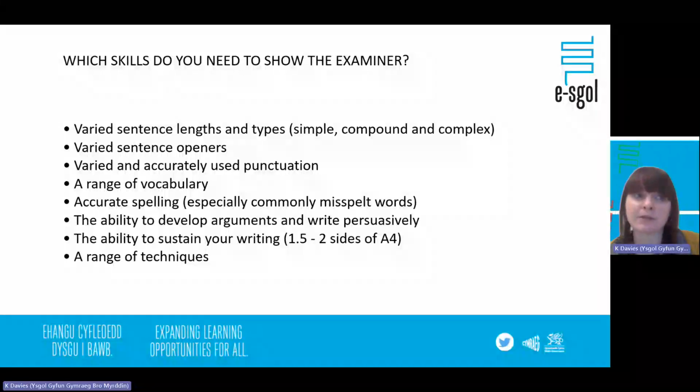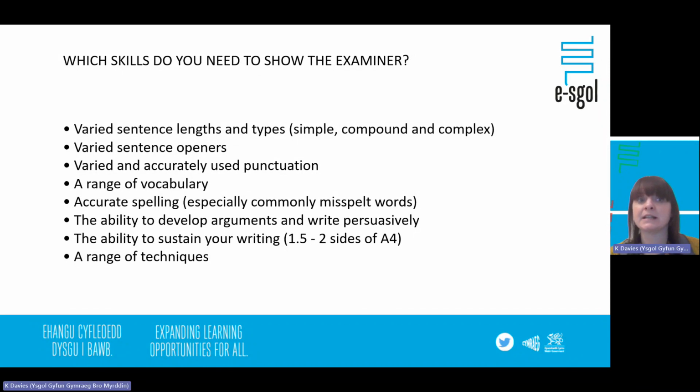A range of vocabulary, so as wide a range as you can possibly use, and obviously just making sure that it's valid and relevant to the points that you're making. Accurate spelling, so especially commonly misspelt words, so things like what, where, then, even things like possibly a little bit stretched into like therefore, so things that they would expect you to be spelling correctly.